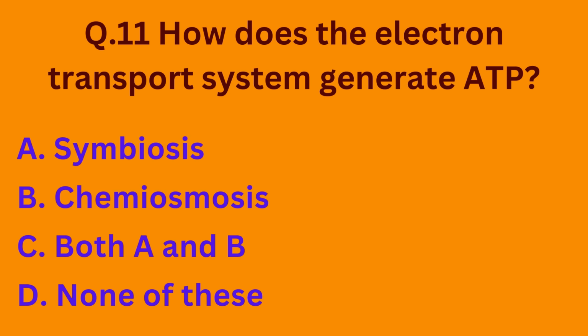Coming to question number 11. How does the electron transport system generate ATP? Option A, symbiosis. Option B, chemiosmosis. Option C, both A and B. And option D, none of these. So the correct option is option B, chemiosmosis.